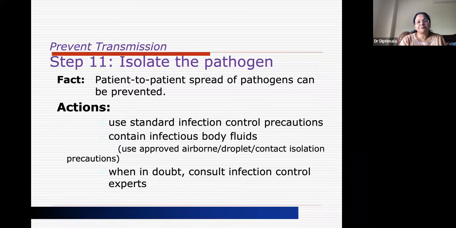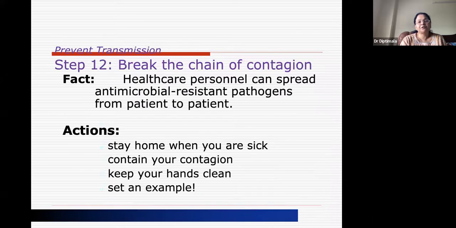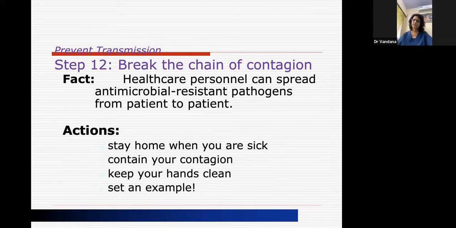Isolate the pathogen. Use standard infection control precautions. And we should prevent patient-to-patient spread. Break the chain of contagion. How? If you are sick, stay at home. Do not go for the duty. Take permission. Ask for leave. Keep your hands clean and set an example.